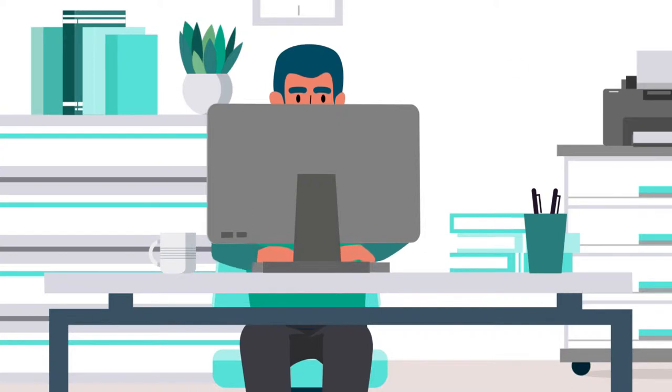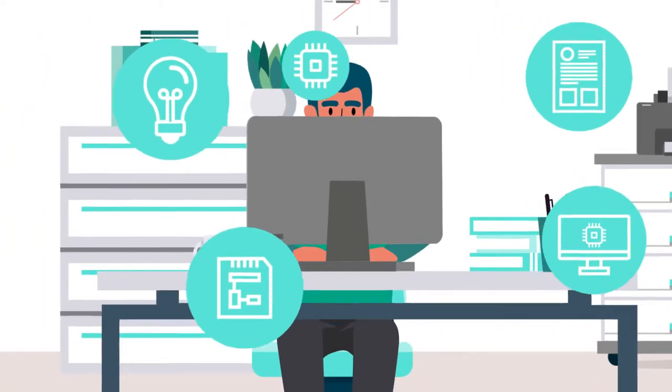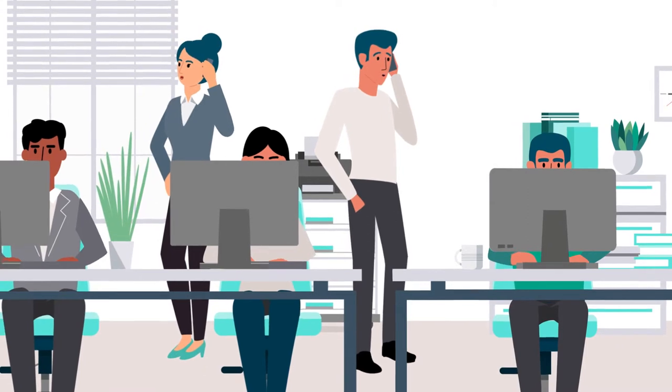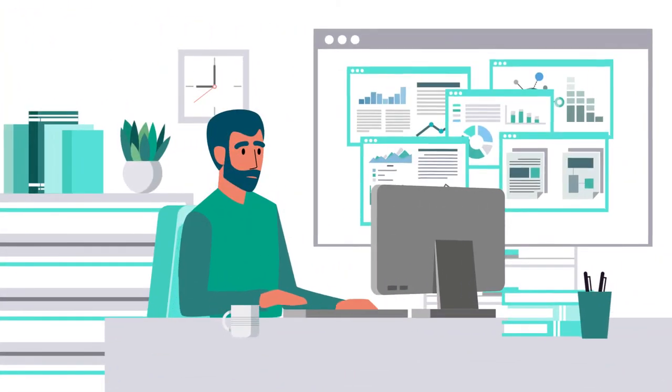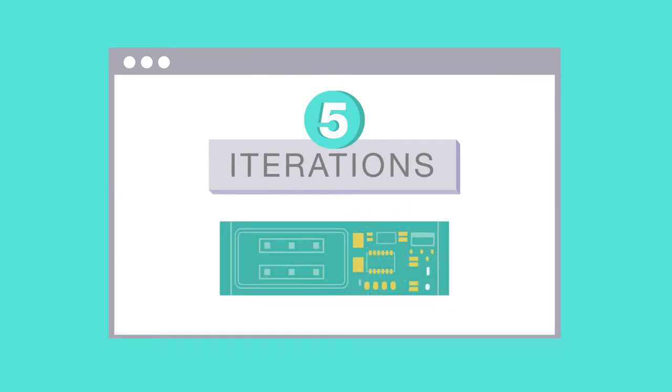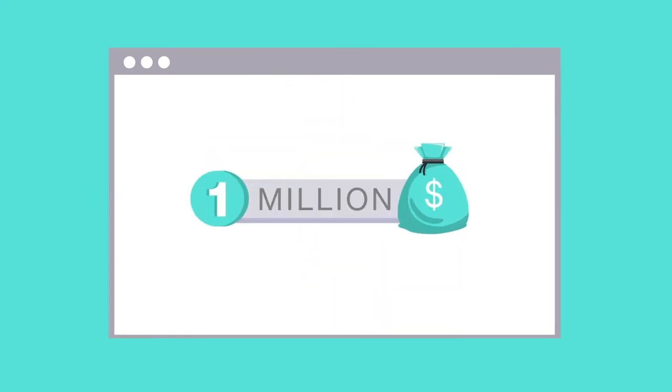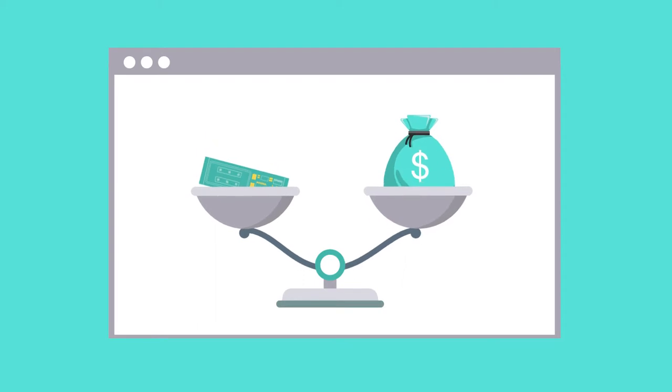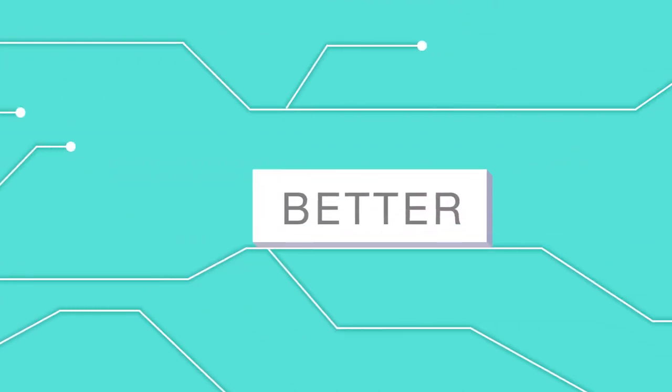What does designing a hardware project imply today? Between 24 and 48 months of R&D, heavy tools such as Excel files or physical prototypes, and 5 iterations before moving to production. For a cost of at least $1 million of investment, don't you think it's time to design hardware in a better, easier, and faster way?